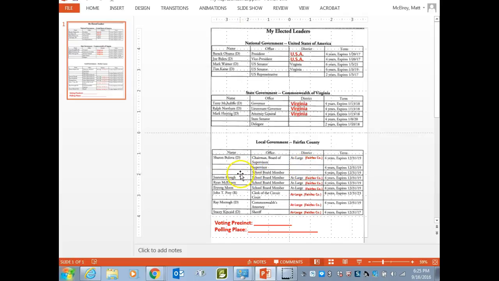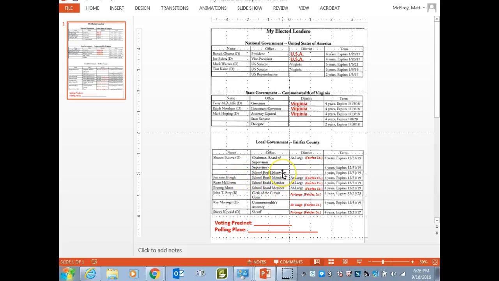Likewise, there's actually a separate Fairfax County government for the school system. And the school board is made up of 12 members. 3 of those members, you can see here, Jeanette Huff, Ryan McKelvey, and Ilryong Moon, are elected at large. That means they have to win votes throughout the entire county. And it means that your parents are actually represented by all 3 of those at-large members.